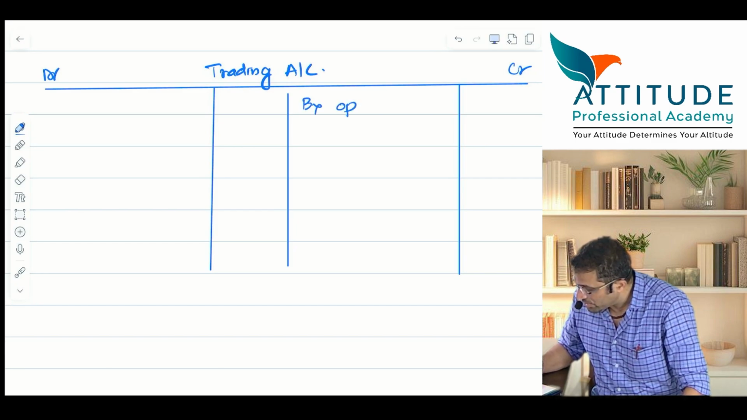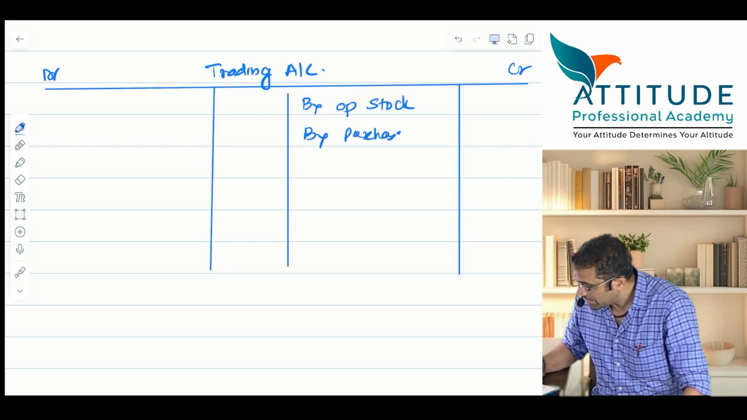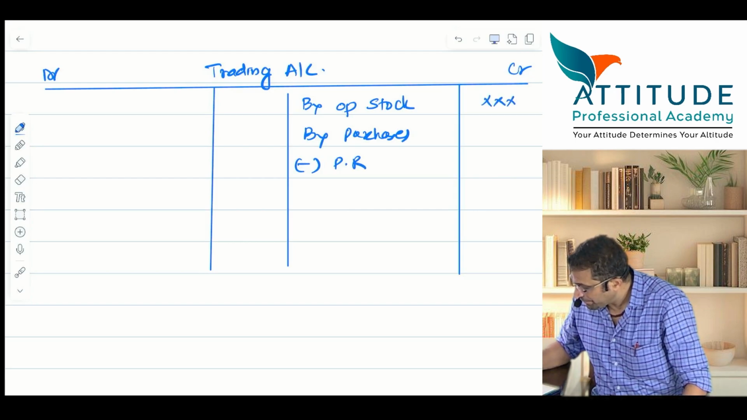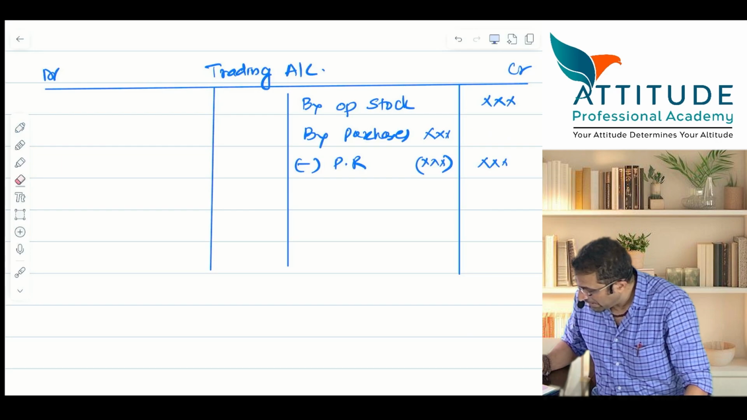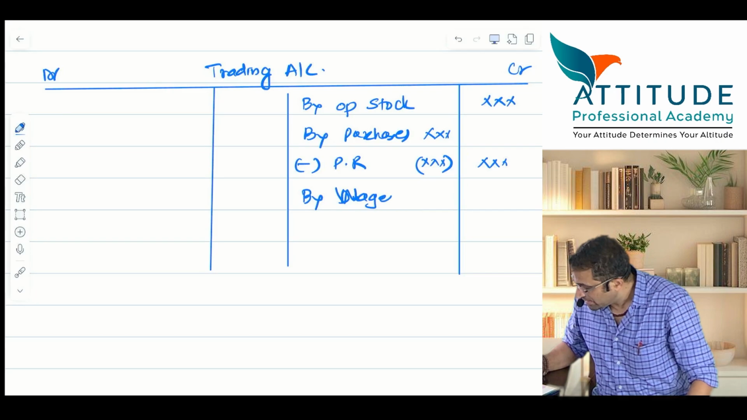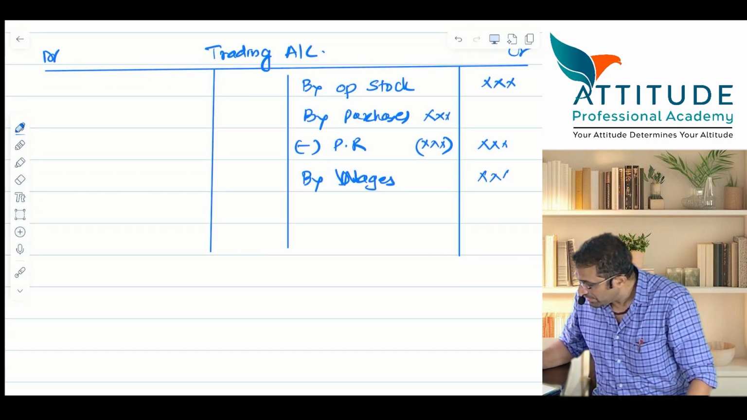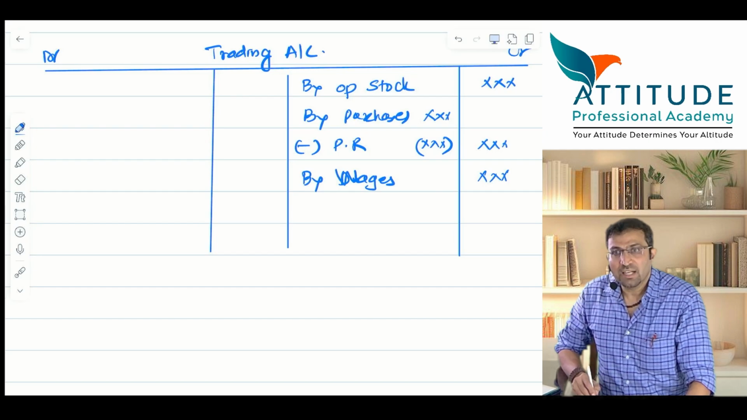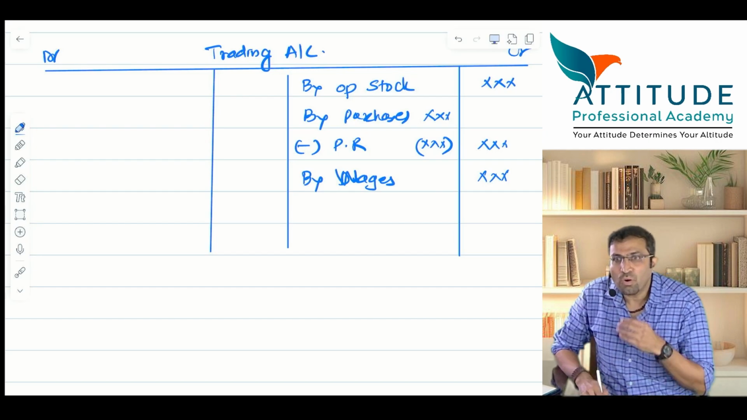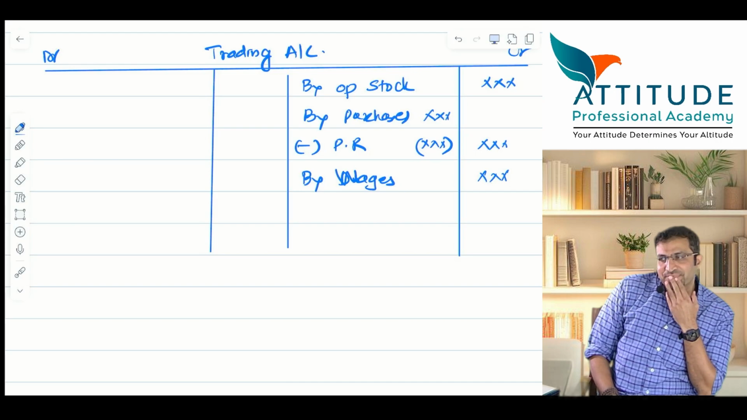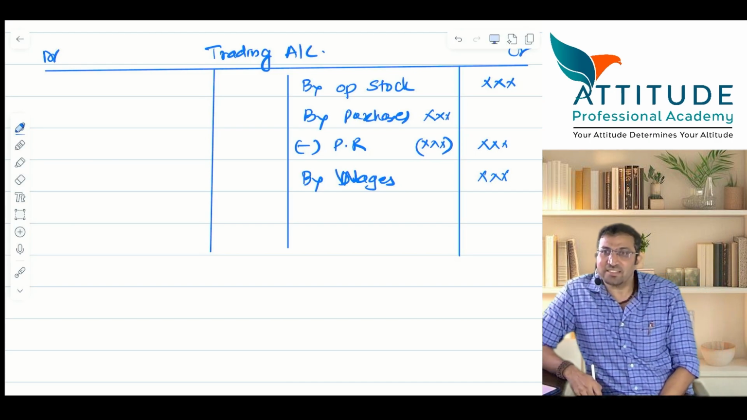By opening stock. By purchases. Less purchase return. Sorry. Less purchase return, outer column. Correct. Then by direct expenses, wages. Correct hai? Huh? No? Oh. Okay, then what is wrong in this?